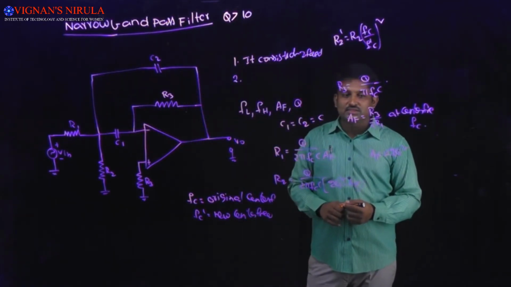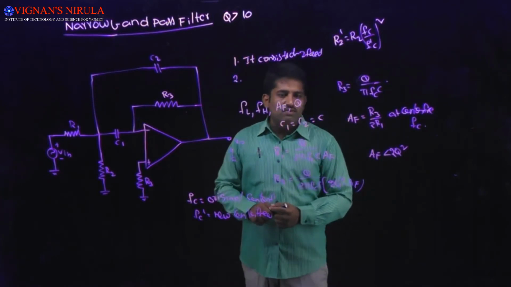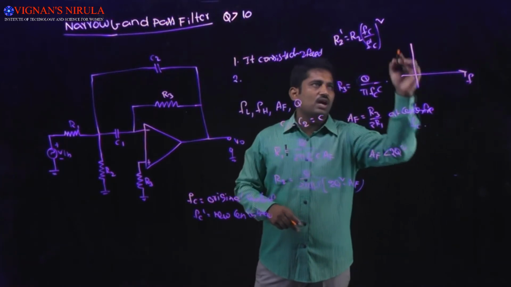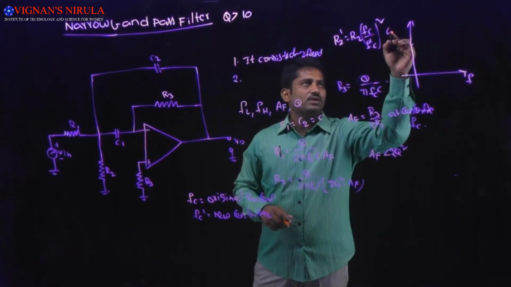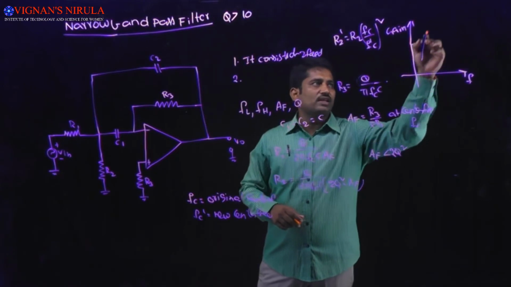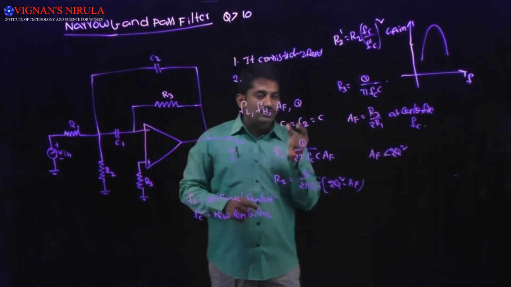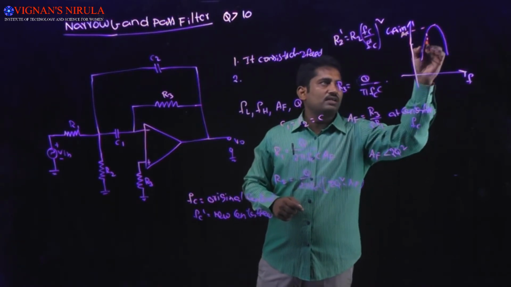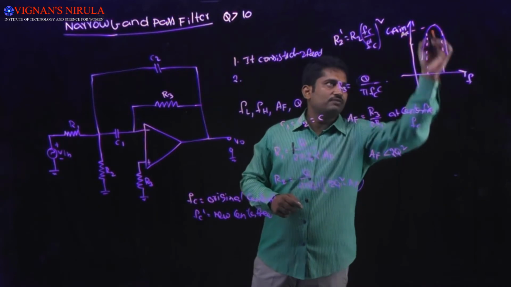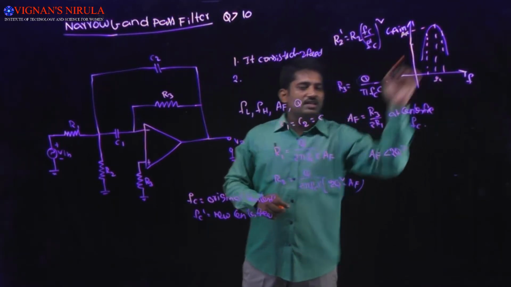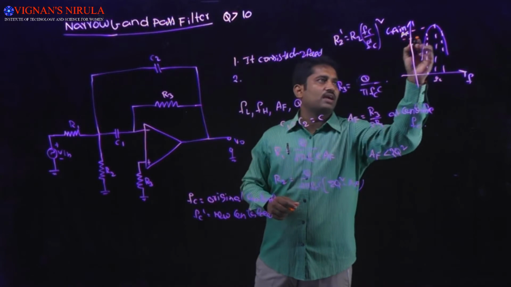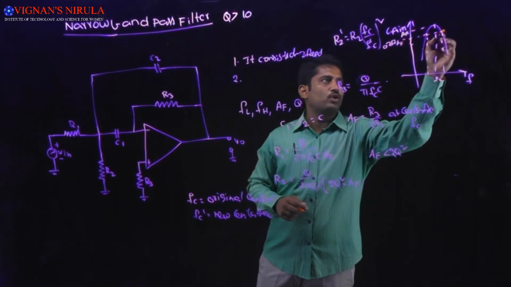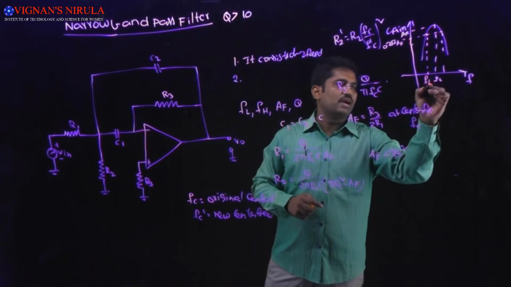And one more thing I want to represent for the narrow band pass filter is the frequency response, which is always represented between gain and frequency. For the narrow band pass filter, the bandwidth will be low when compared with the wide band pass filter. And here the center frequency is FC. The gain is maximum at the center frequency, and at the cutoff frequency it will be 0.707 into AF for both the cutoff frequencies, FL and FH.